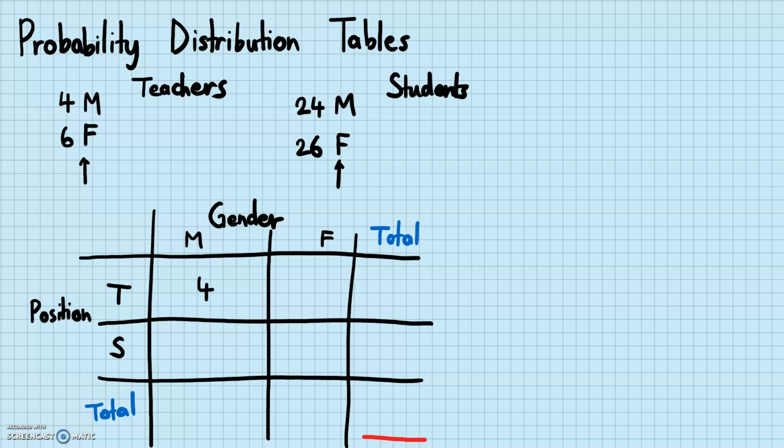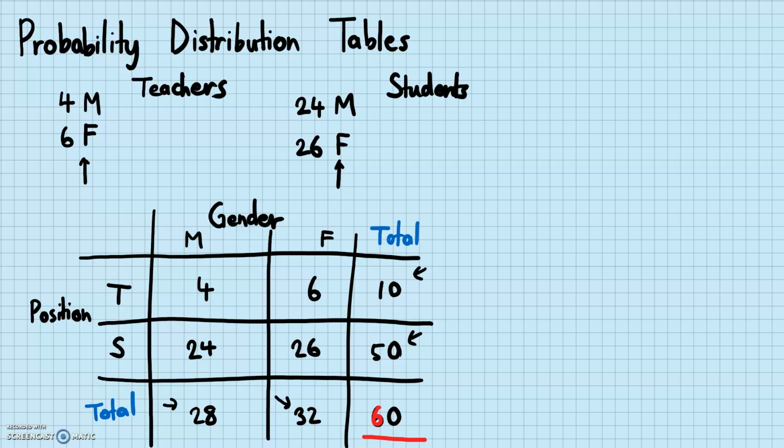Okay, so male teachers. There are 4 male teachers and 6 female teachers. There are 24 male students and 26 female students. And then we added them together. So this should give you the total number of teachers, the total number of students. This should give you the total number of male and the total number of female. And if you add them all together, oops, sorry, this shouldn't be 60, this should be 50. If you add them all together, the grand total is 60.